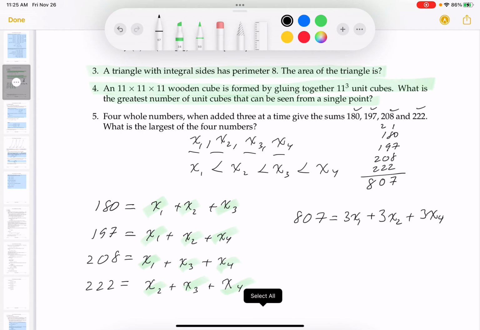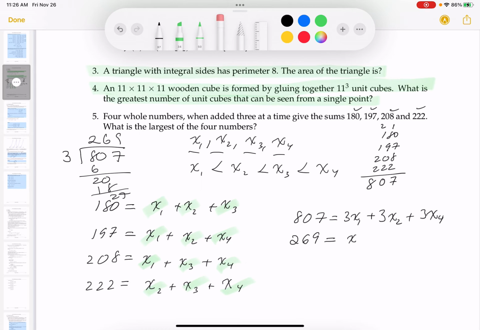Now, by the way, these are whole numbers. And I'm starting to realize that I could probably just divide both sides by 3 quite easily. So put this down, 3. And by the way, I know 807 is divisible by 3 because 8 plus 7 is 15. Let's write this down. That goes in 2, 6, 20, 6, 18, 27, I get 9. So I get 269 equals x1. Oh, by the way, I forgot to put down 3x3. Sorry about that. I just noticed that.